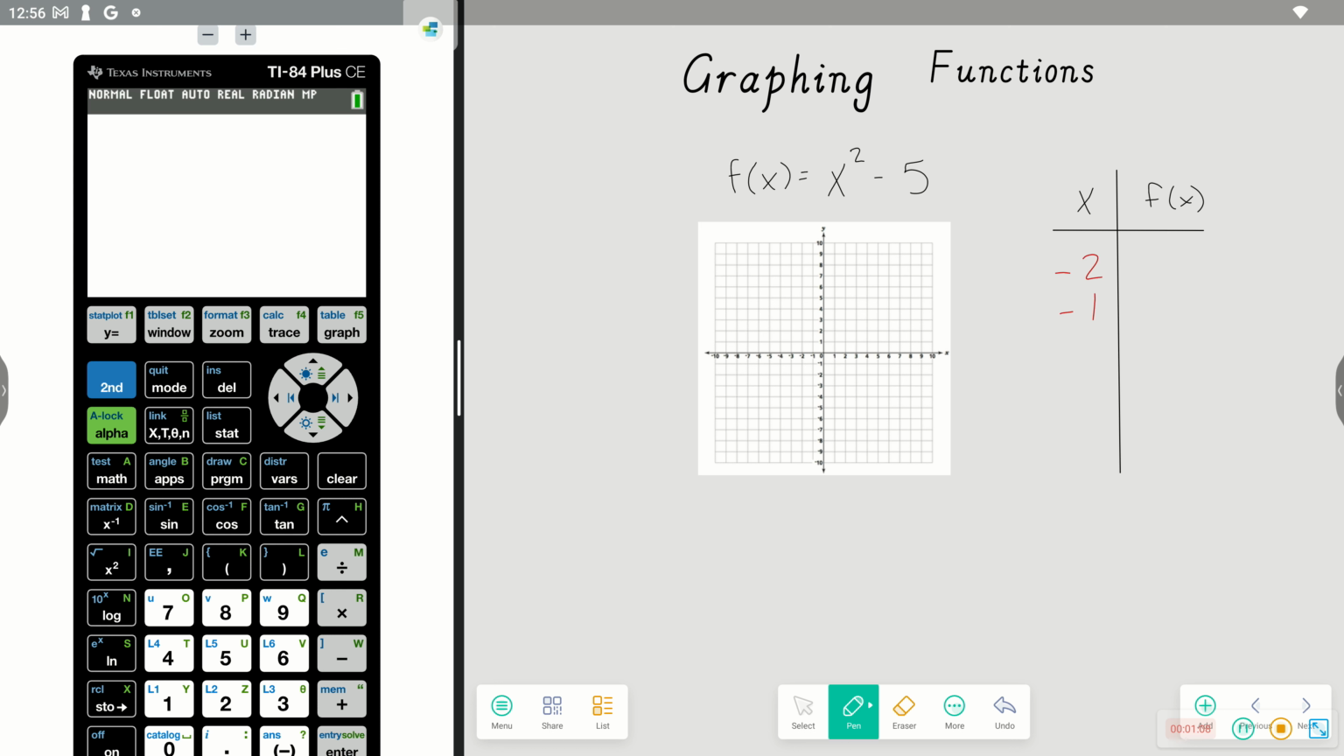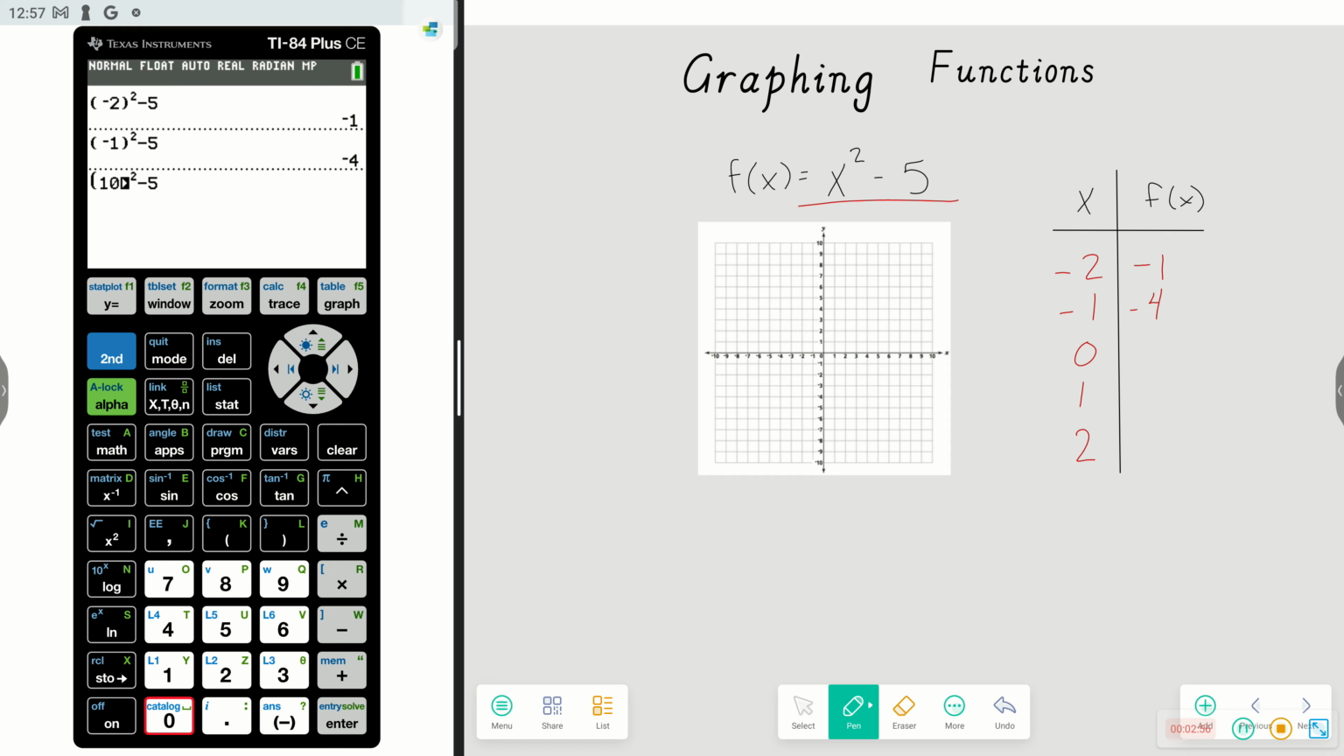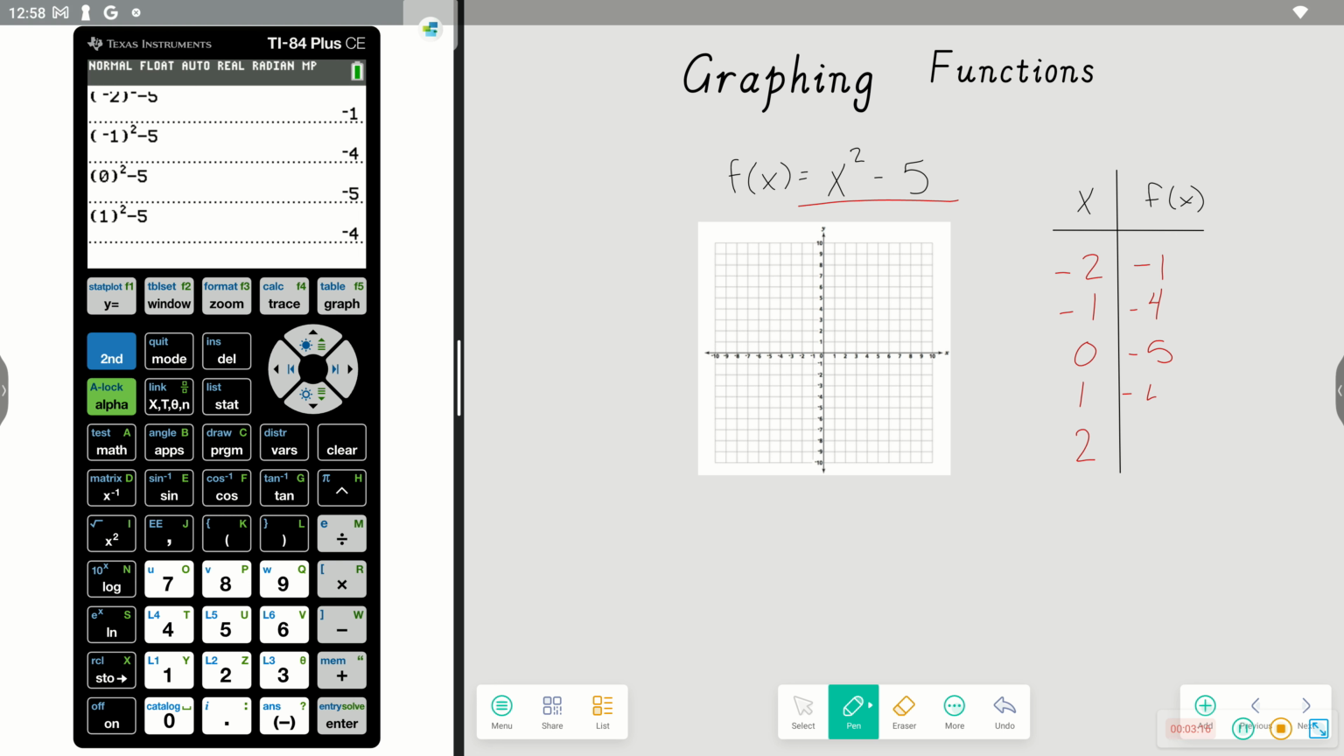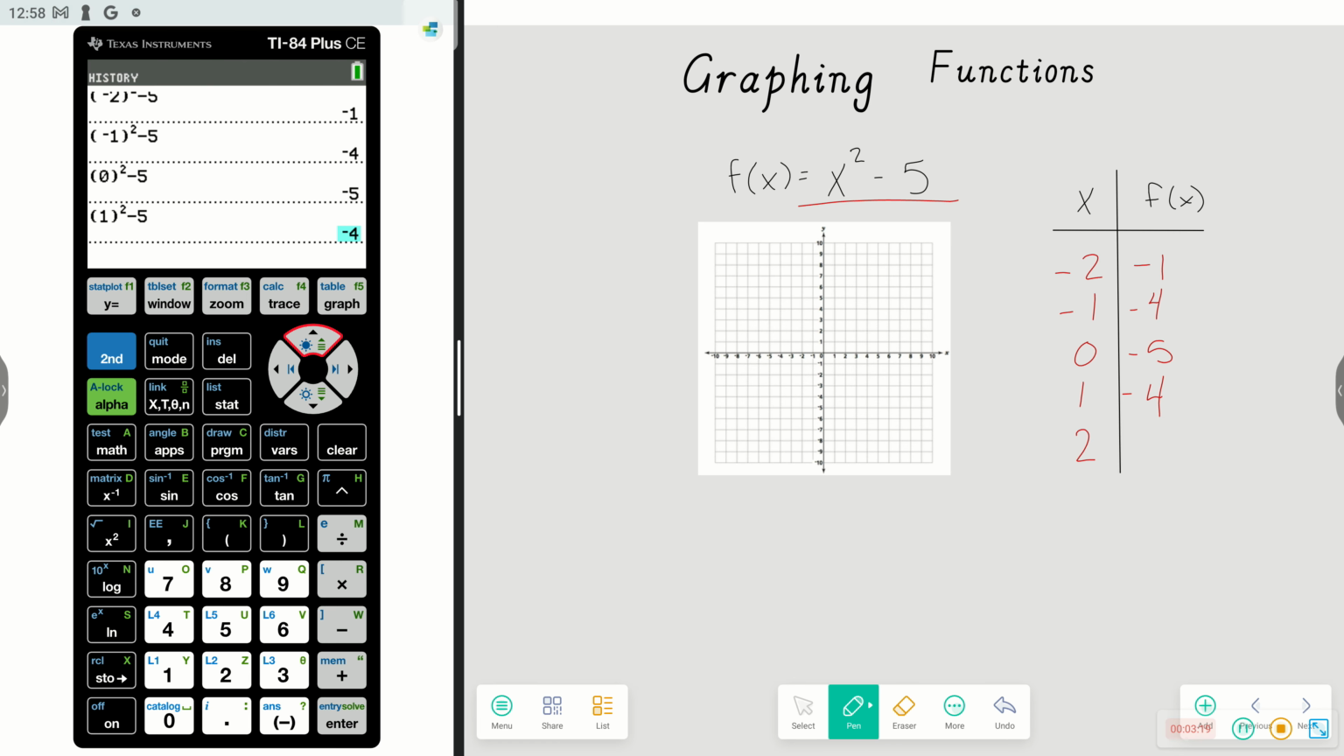We're going to do the same exact thing, but we're going to do it with 0. I'm going to actually have to delete my negative sign on here, but then I can put 0. Which is -5. I can do the same thing with 1, which is -4. And I can do the same thing with 2, which is -1.